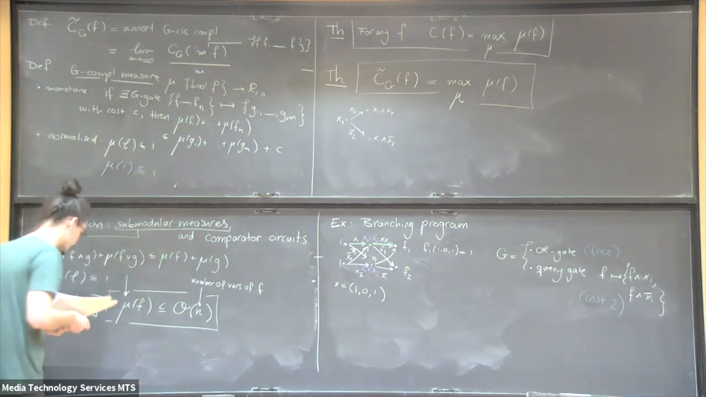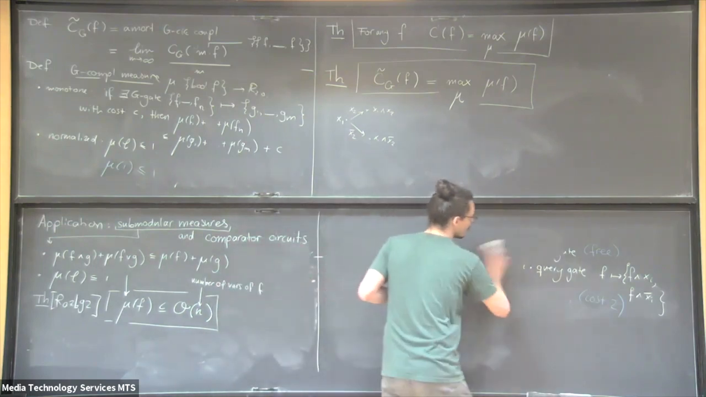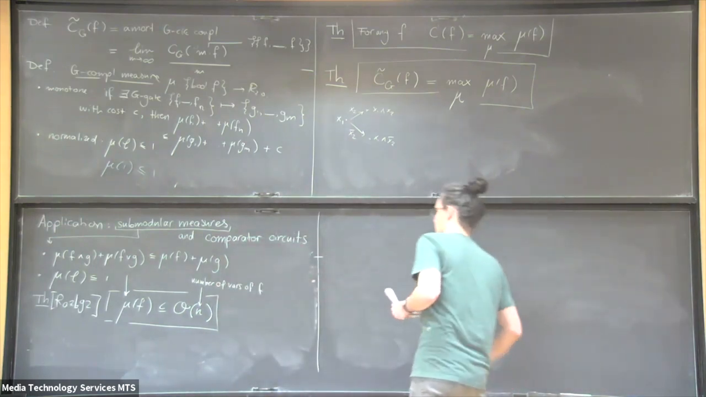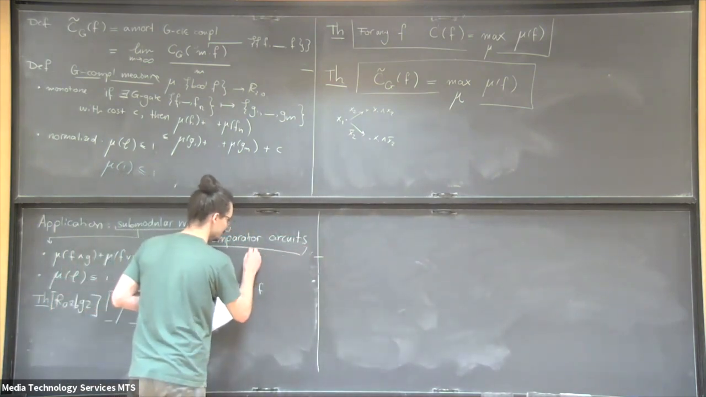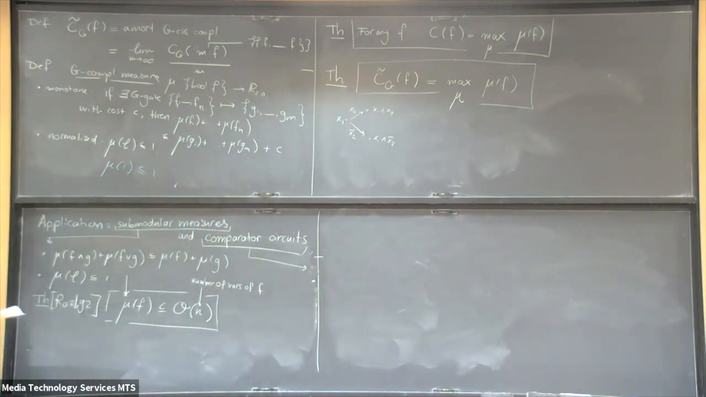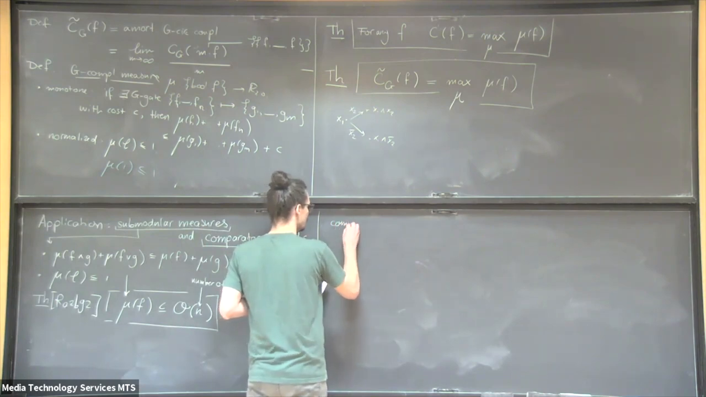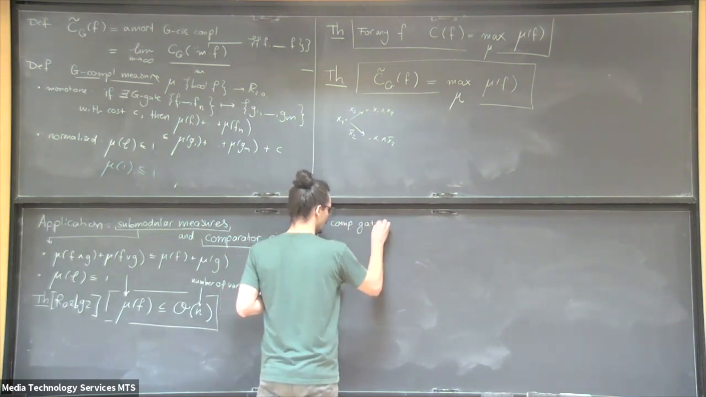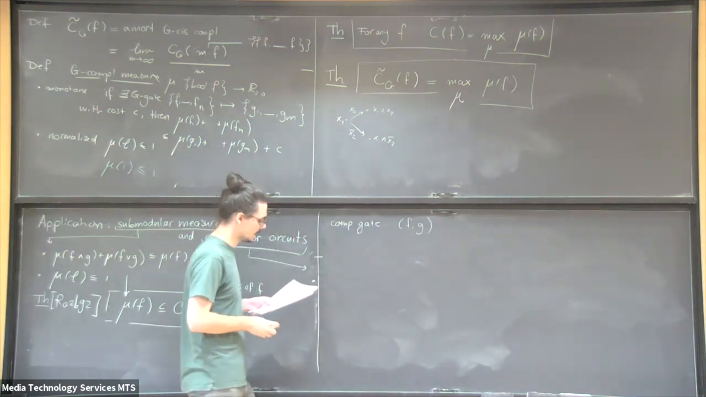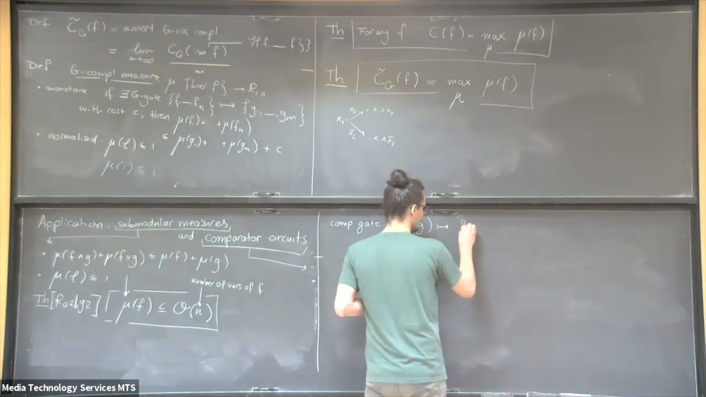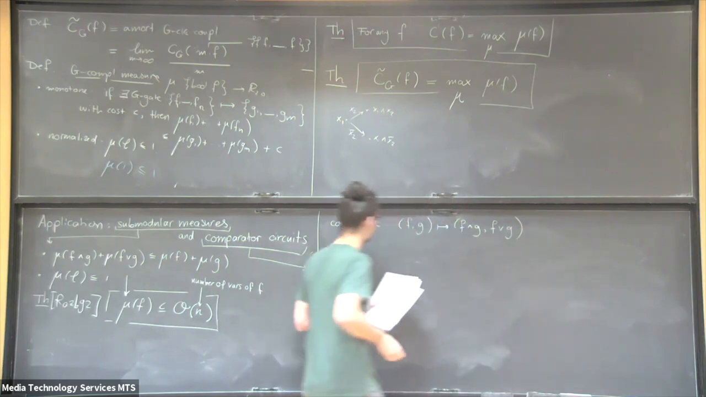For now, what I want to say is, what are these comparator circuits, and talk about the application. It's another model of computation, but a really nice model because it only has a single gate, namely the comparator gate, which takes two functions, f and g, and produces f and g, and f or g. Two inputs, two outputs.